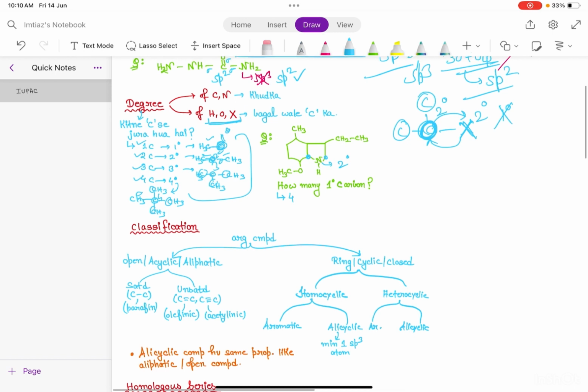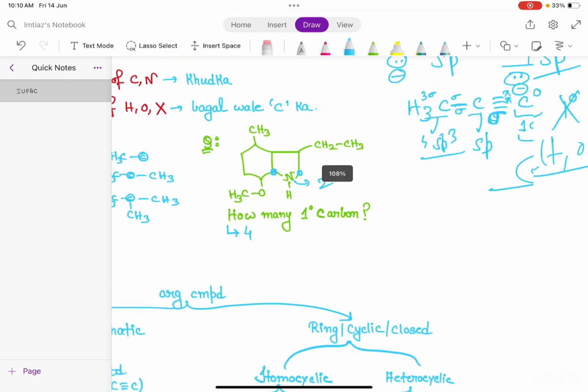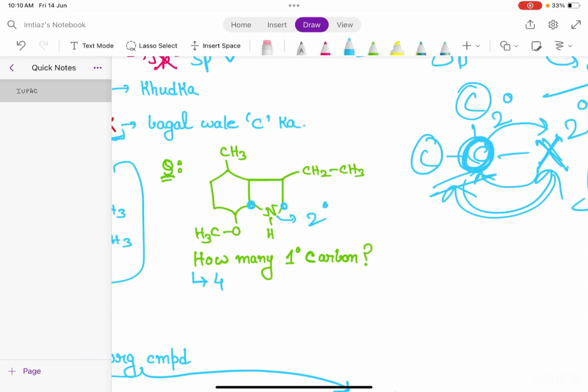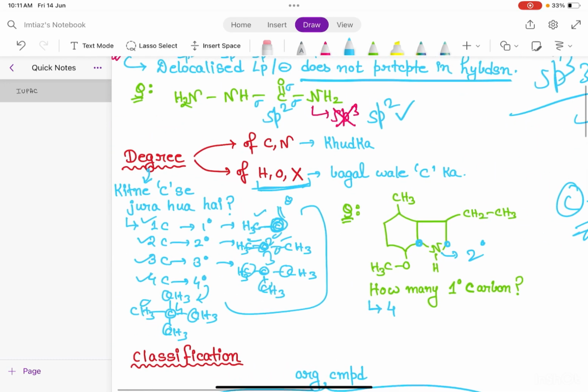So in the case of hydrogen, oxygen and halogen, first check to which carbon this is attached, and then check the degree of this carbon, and that will be the degree of this, whether it's halogen or hydrogen or oxygen, whatever the situation. Let us see the example. If it is attached to 1 carbon, we said 1 degree. If it is 0 carbon, that also means 1 degree. 0 carbon means it is not attached to any carbon, it is also 1 degree, like methane. So it is not 0 degree because nothing is 0 degree, it is 1 degree.